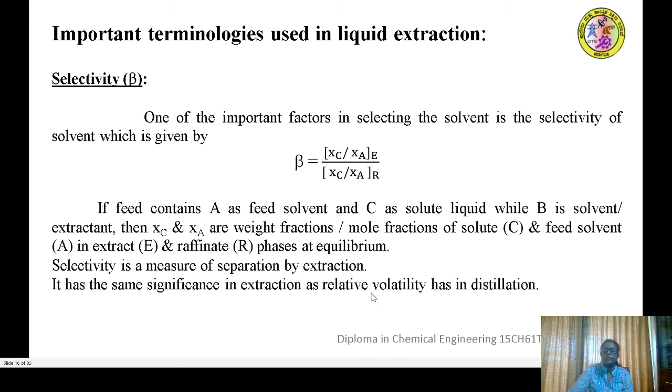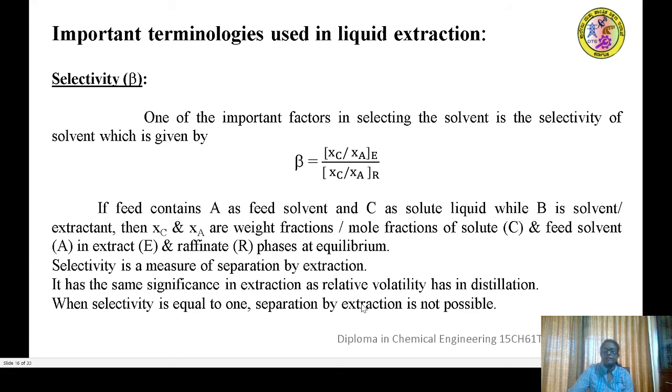Okay, you know what is relative volatility in distillation? It is the measure of separability by distillation. We also call it the separation factor. The same kind of separation factor is there in extraction, and that is selectivity. That means selectivity is analogous to relative volatility in distillation. So what is relative volatility in distillation is the same as what is selectivity in extraction.